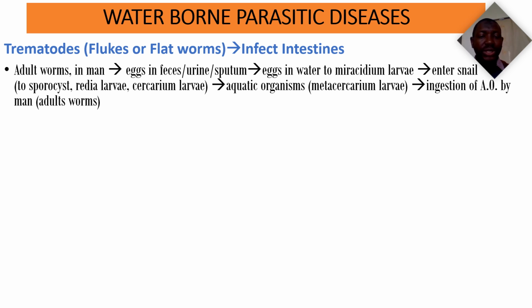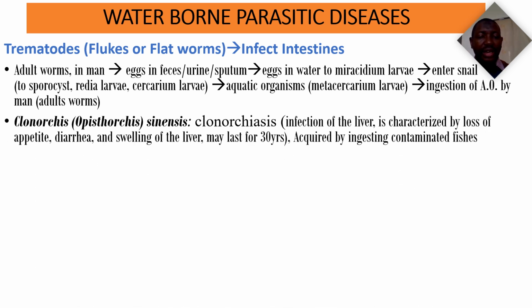Now, the first group of these trematodes, which is very common, is Clonorchis sinensis, sometimes called Opisthorchis sinensis. Clonorchis sinensis generally causes an infection of the liver, which is called clonorchiasis. This disease is characterized by loss of appetite, diarrhea, and swelling of the liver. However, this disease is rarely fatal.